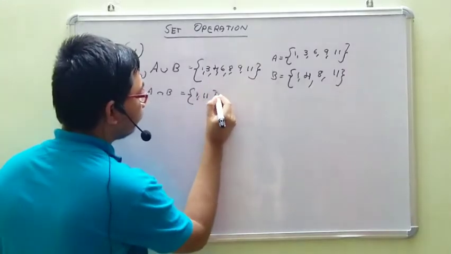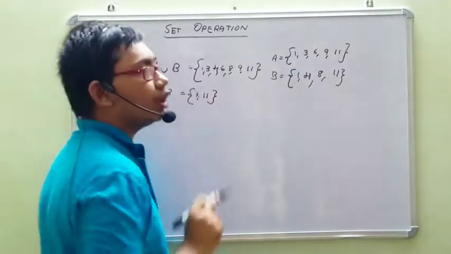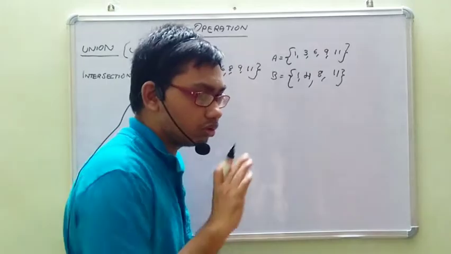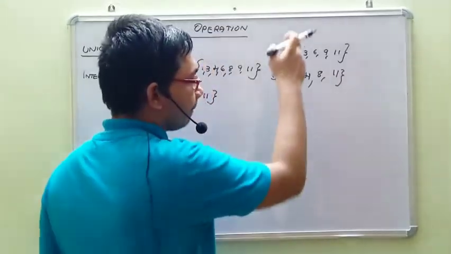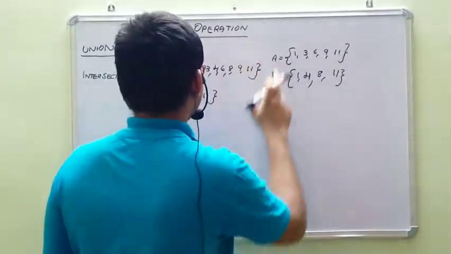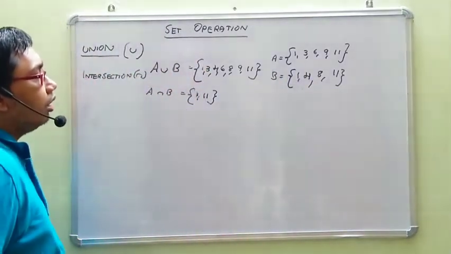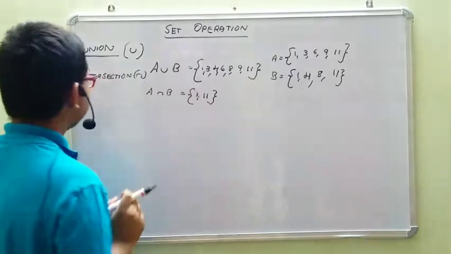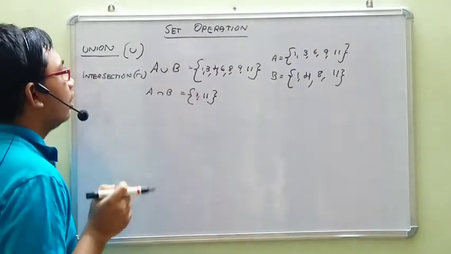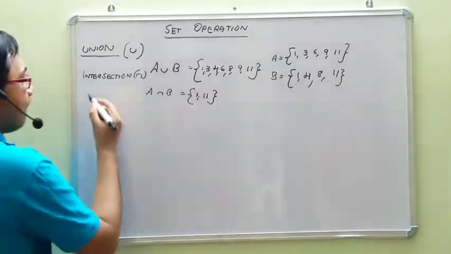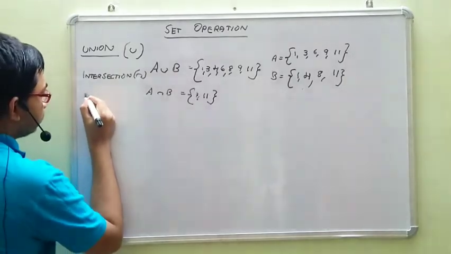1 and 11. See, are there any common elements? No common elements. Okay. This is union and intersection. Okay. Now, let us define the next, complement. You know what this is, complement.